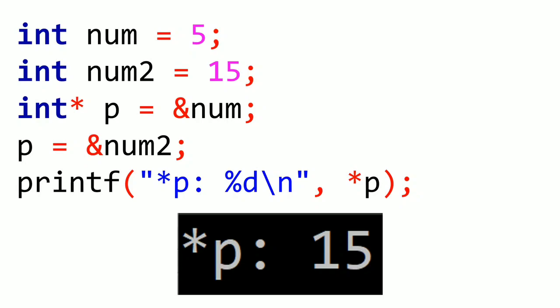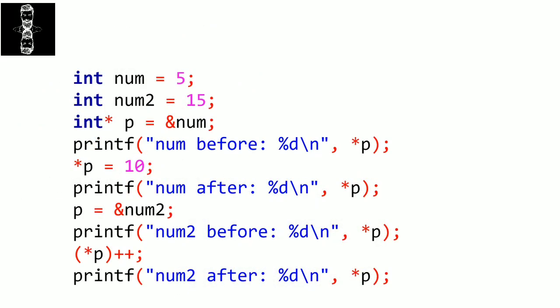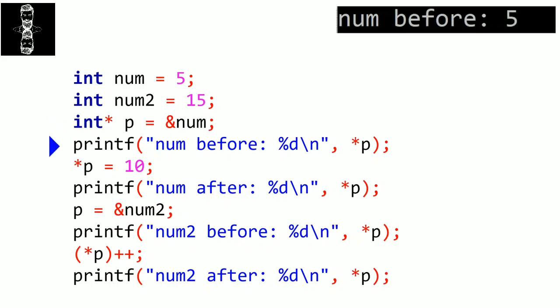Let's analyze this code to understand better. We have our two variables num and num2 initialized to 5 and 15 respectively, and we have our pointer p initialized to the address of num. So now it points to num. So if we print the value of num, we get 5. Pause the video to take some seconds to understand if you want. You understood this? Nice, let's continue.